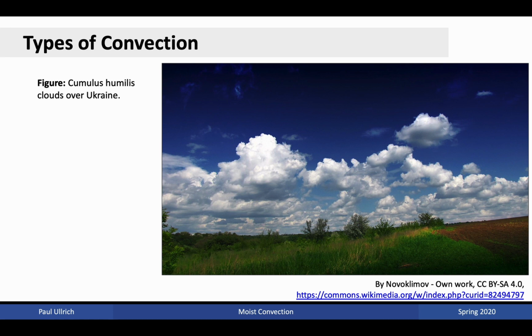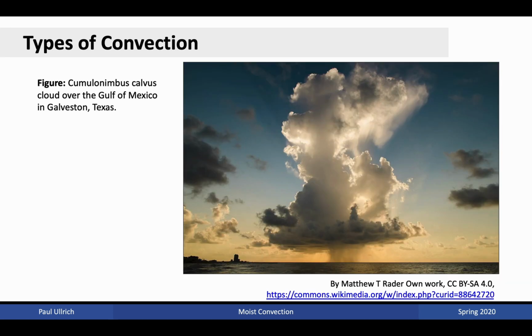Here are some images of cumulus clouds over Ukraine. Again, these are associated with shallow convection, but some vertical development. Here's an image of a cumulonimbus calvus cloud over the Gulf of Mexico in Galveston, Texas. Here we see the complete vertical structure of the cloud, as well as precipitation emerging from the bottom.